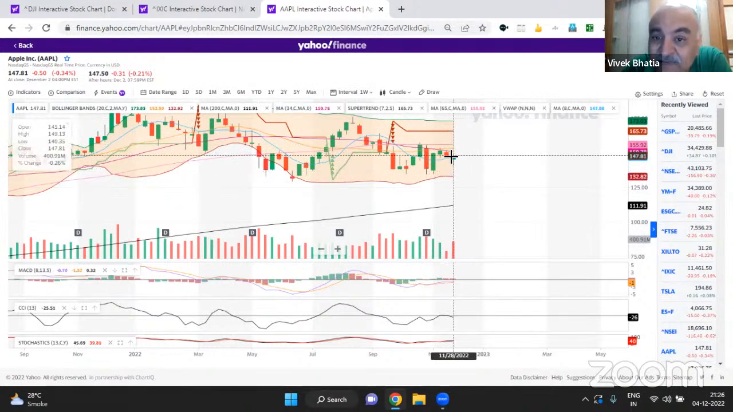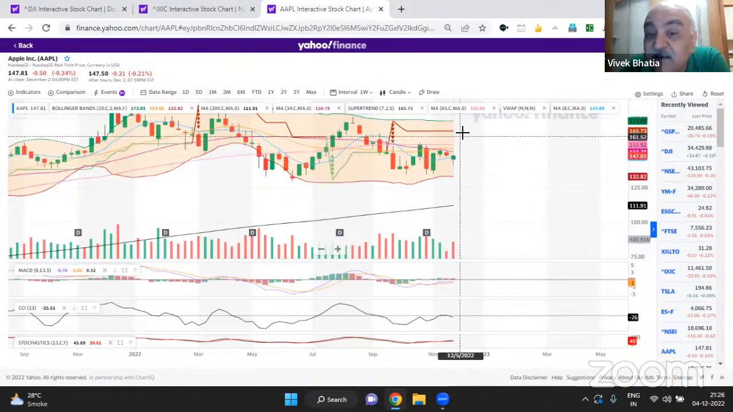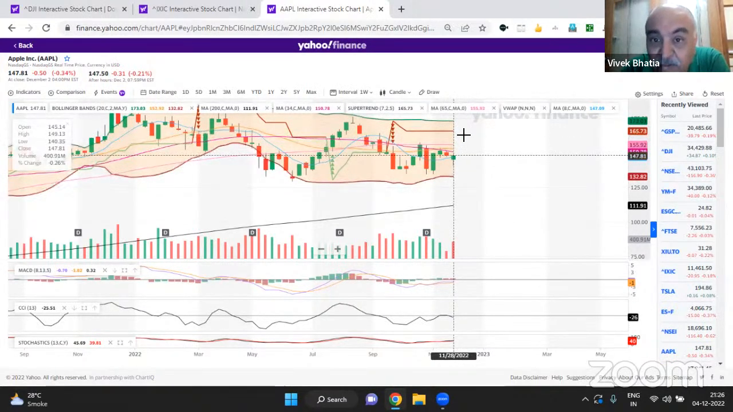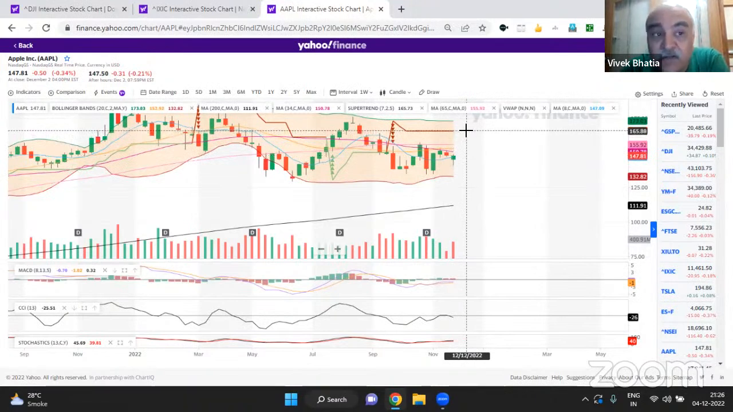Right? And support at 165. Once the 8 crosses over the other three, this will give you an uptick and 165 will easily be achieved. But from here to 165 is another $20 more. So don't expect that so fast. Don't expect it so fast.